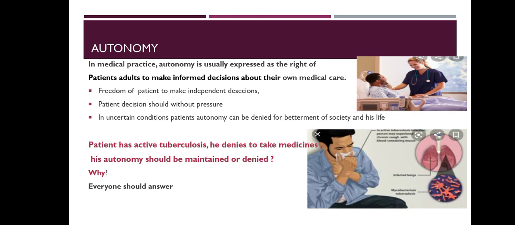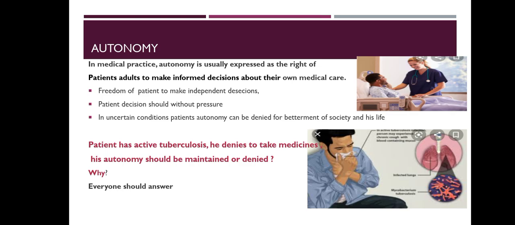His decision should be independent. The decision of the patient should be without any external pressure, without any pressure of the doctor, without any pressure of family, or any other social pressure. And the third point is that autonomy is a basic right of the patient, but it can be denied in some cases. For example, the autonomy of a patient can be denied if his decision is not in line with the betterment of society.